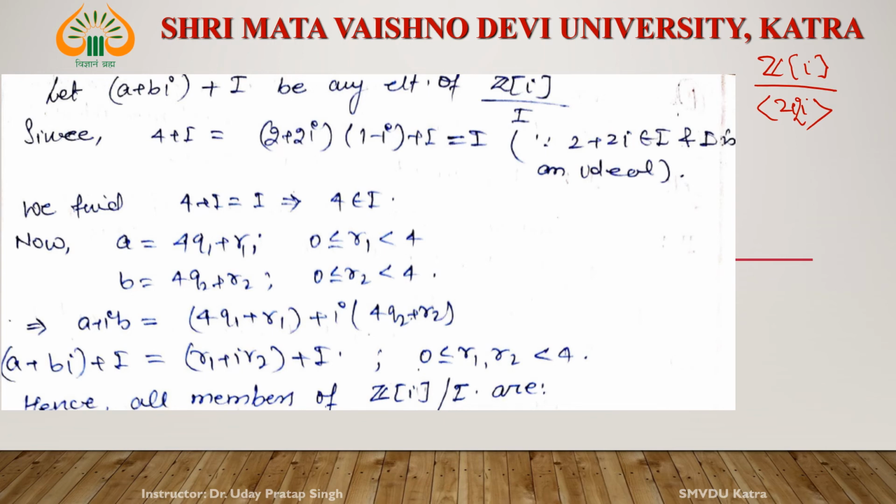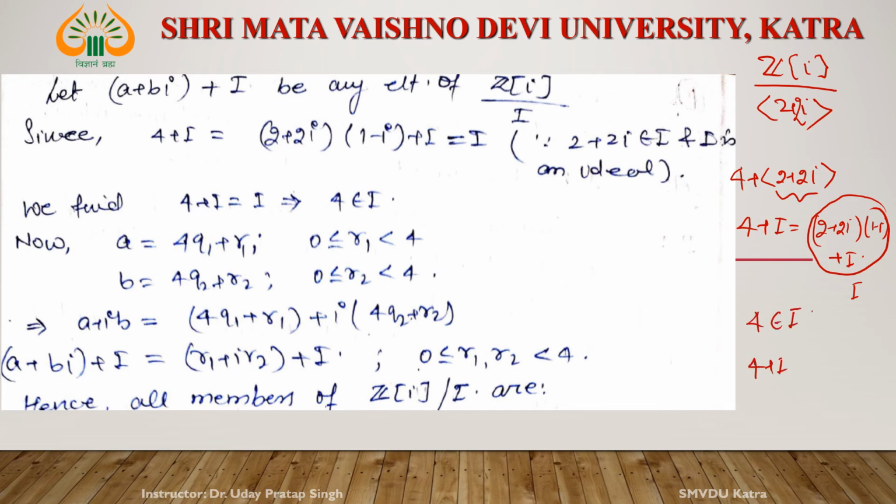Now see, element 4 plus <2 plus 2i>. We call it capital I. So 4 plus I, 4 plus I is equal to 2 plus 2i into 1 minus i, plus I. And what is this? This is equal to I. It means 4 belongs to I. It means 4 plus I is equal to I, right? 4 plus I is equal to I.